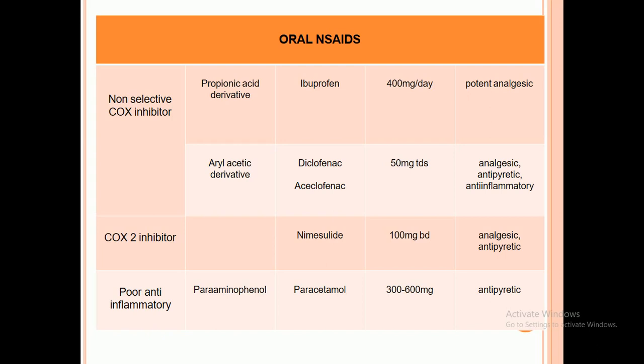Look at this table, where you will observe a lot of non-steroidal anti-inflammatory drugs. The first one is oral NSAIDs, which are the non-selective COX inhibitors, the second one is COX-II inhibitors, and the third one is poor anti-inflammatory.